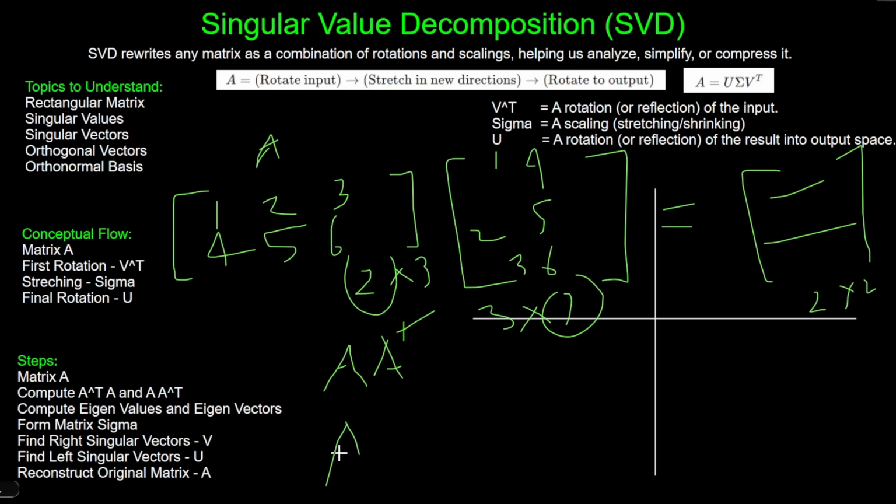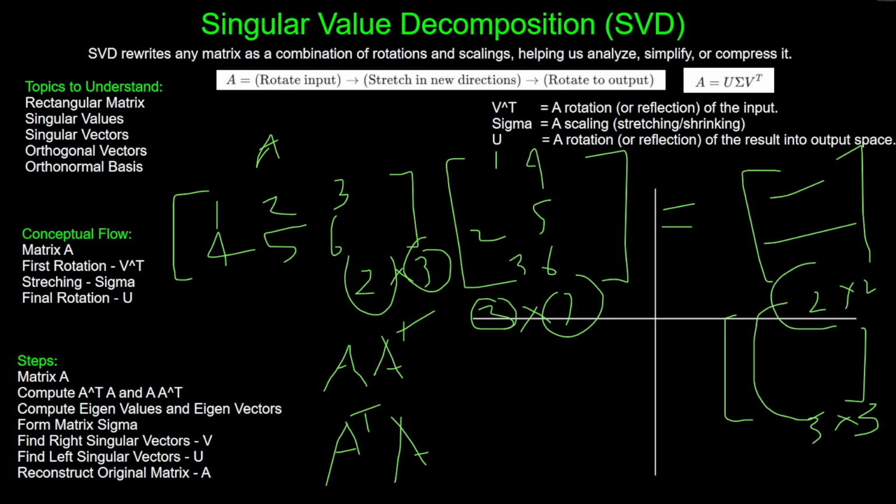Similarly, you can find another symmetric matrix by just reversing this multiplication. If you multiply A transpose with A, we will have the output with 3 rows and 3 columns, which will also be a symmetric matrix. So we can find 2 symmetric matrices. Now that we understand how we can get a symmetric matrix from any matrix, next let's go to this part.